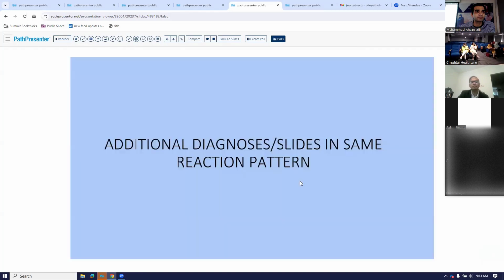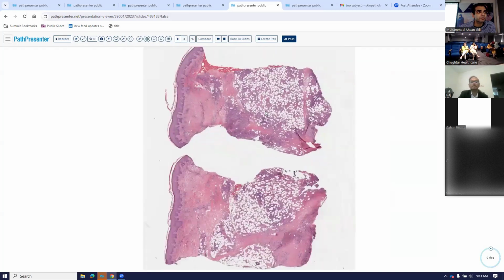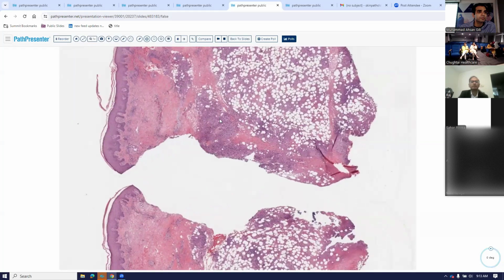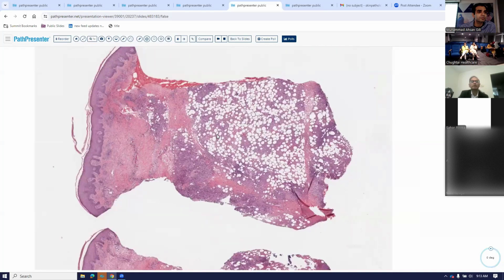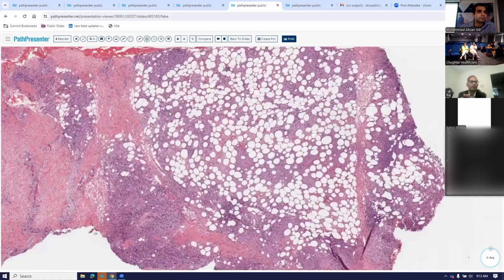But then there could also be a lot of lobular panniculitis. So just to show you, this is a case where the inflammation is mostly in the lobules of the fat. So this is the fat lobule, and then you see a lot of inflammation within the lobule. So this is more of a lobular panniculitis.